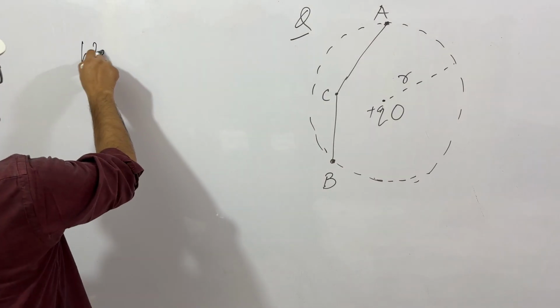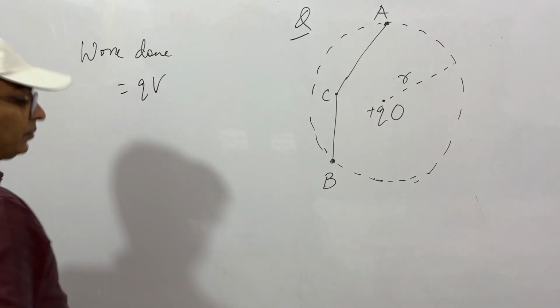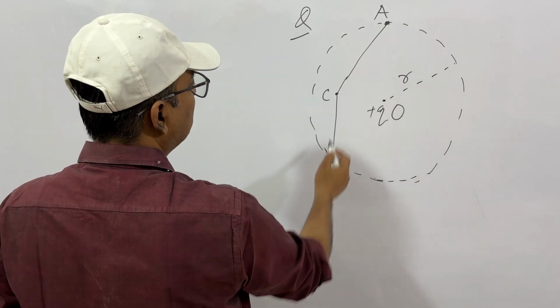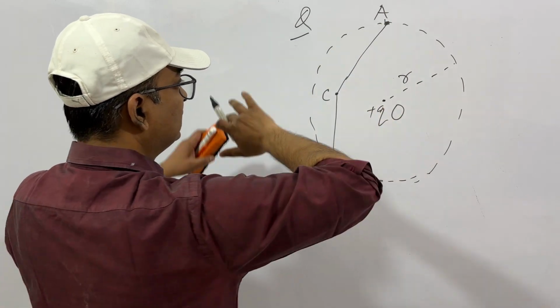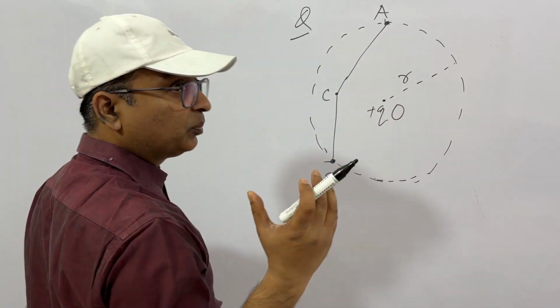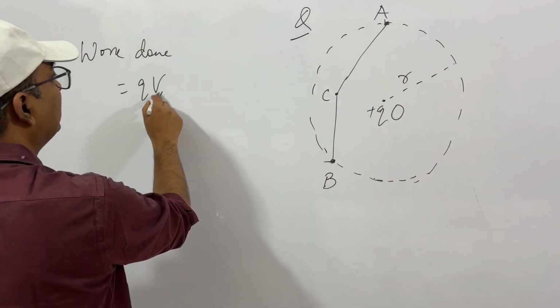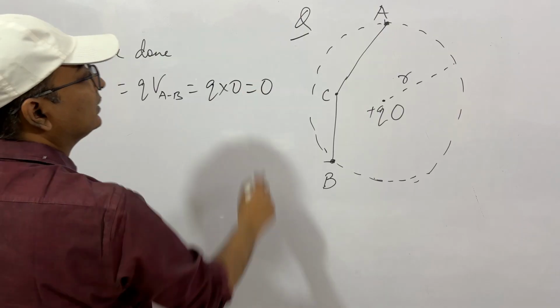See, work done is, you know, q into V. This you know, work done is q into V, but since the charge is here and this sphere of radius R is an equipotential surface, the voltage difference between A and B will be 0. So what you have? Q into 0, that is work done is 0.